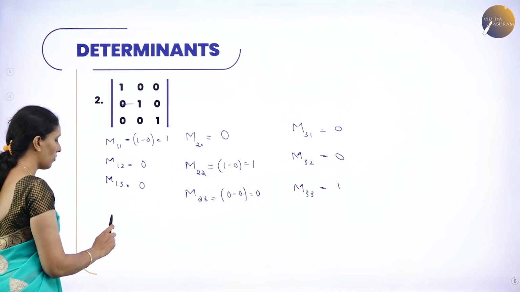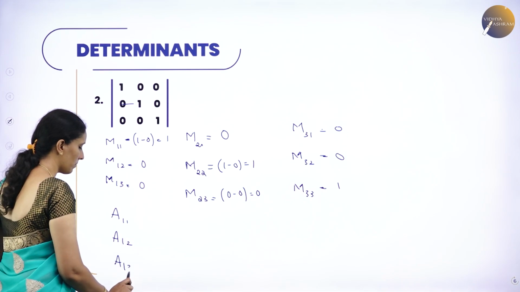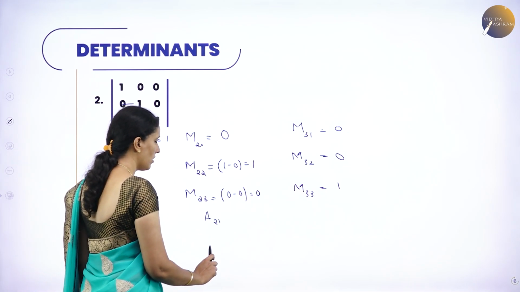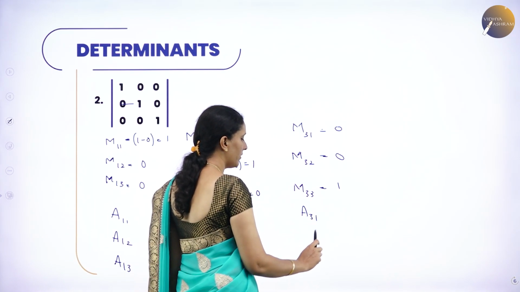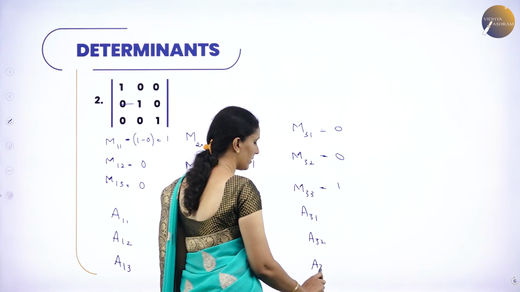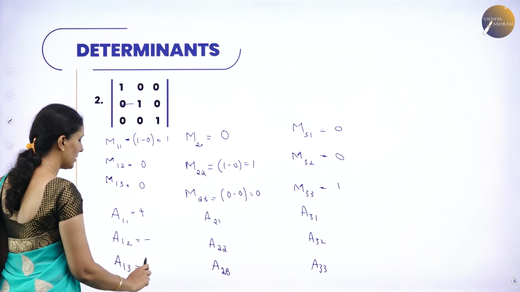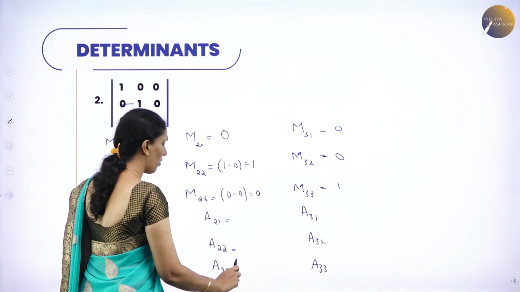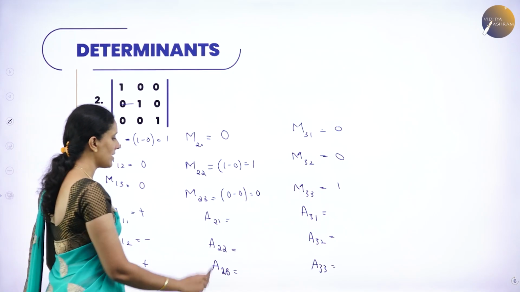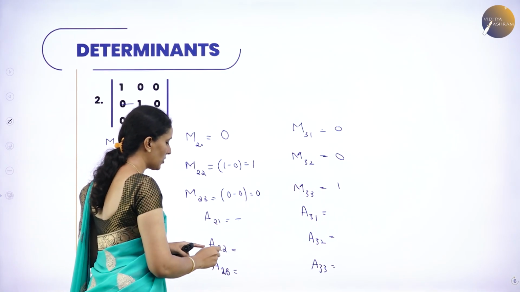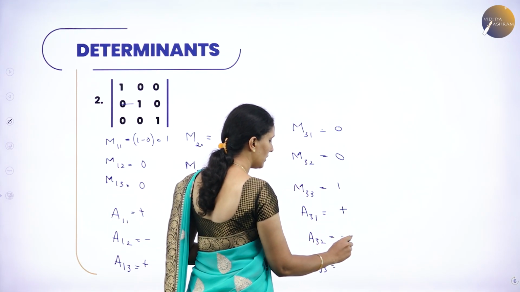Now let's write the cofactor. Cofactor is A11, A12, A13. Similarly, A21, A22, A23, A31, A32, A33. So remember the sign always, it's easy. So plus minus plus, and here put accordingly. So we have plus minus plus. When you add i and j and it is an odd number, it means negative. When the sum is even, it means positive. So we have positive, negative, positive.